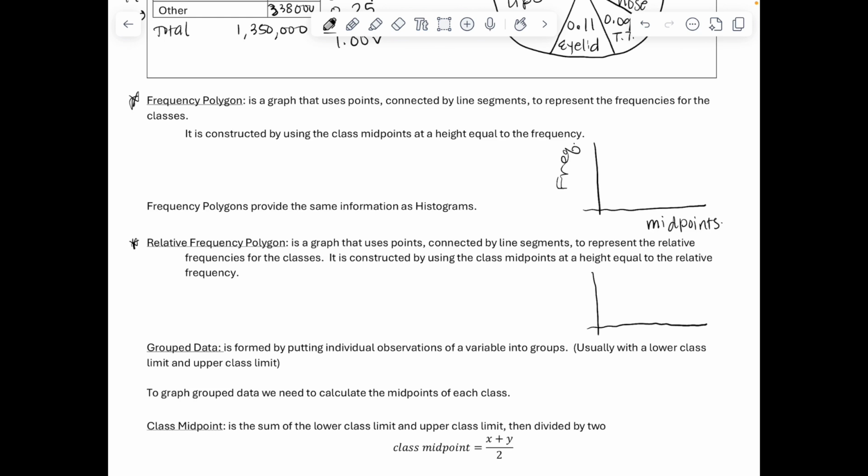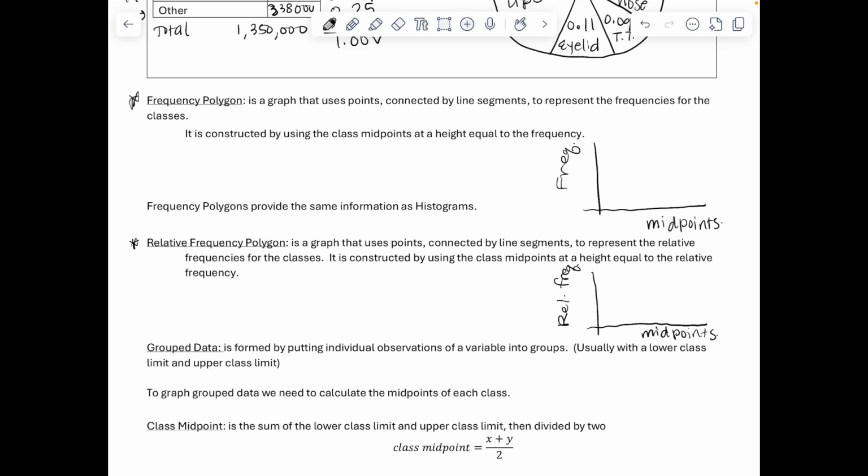And remember, we talked about midpoints earlier, and that's where you're going to add those 2 values and divide by 2. The next one, relative frequency polygon, is a graph that uses points connecting line segments to represent the relative frequencies of the classes. It's constructed by using class midpoints at a height equal to the relative frequencies. So this is going to use relative frequencies and also midpoints.